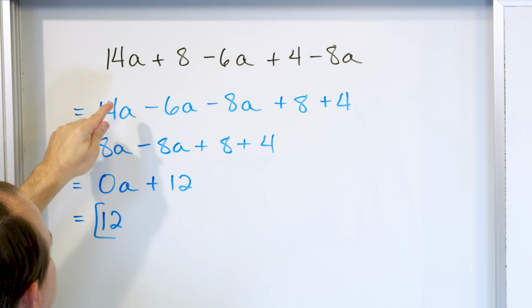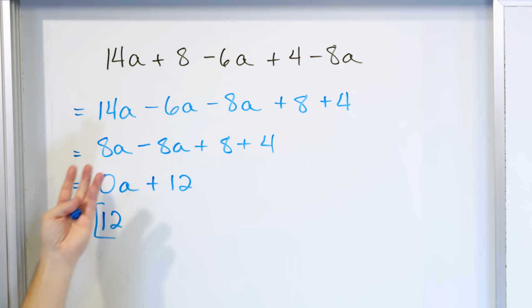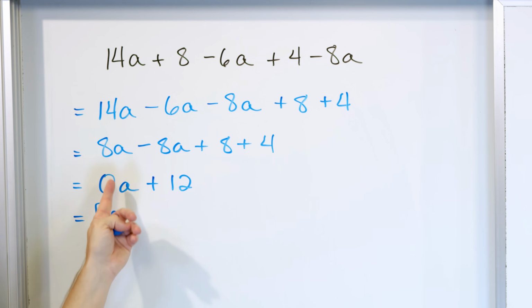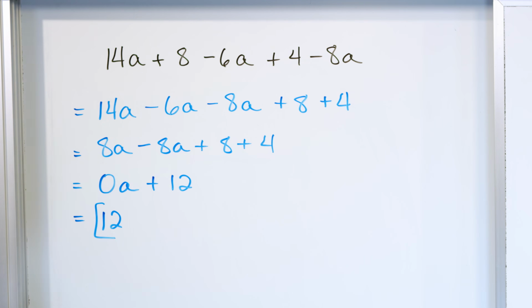And the reason is because if you take 14 minus 6 minus 8, it turns out that there's no horses left, for lack of a better word. The variable term drops away. All right, last problem.